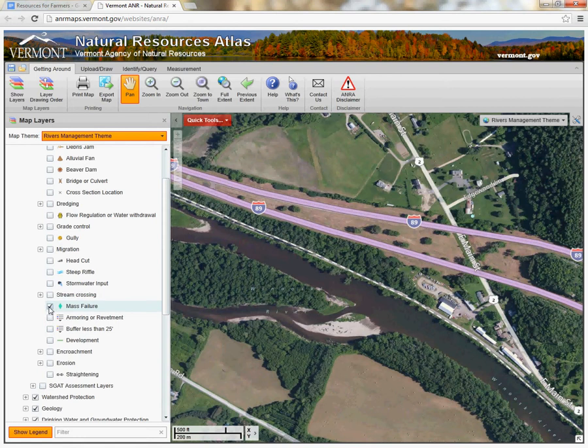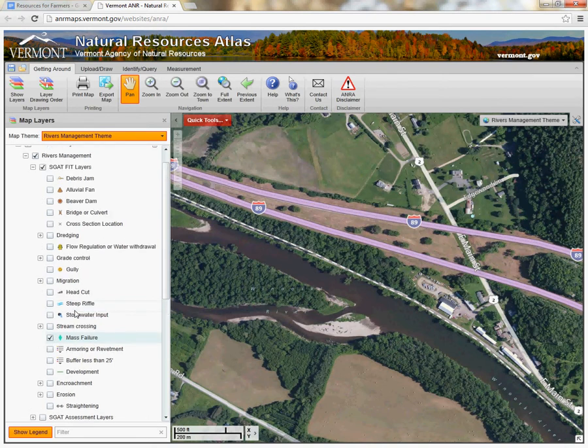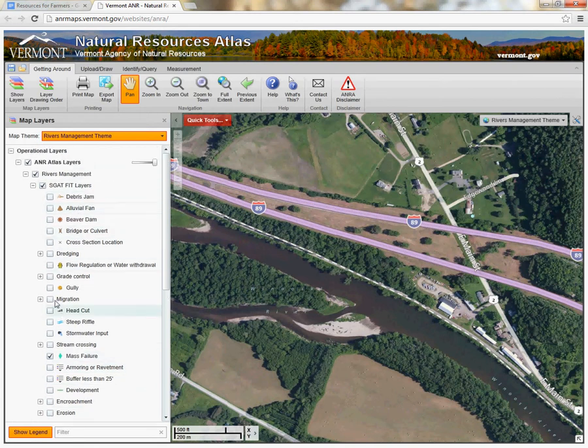And remember to have not only the box checked of the thing you want to see, but also the boxes of the folders above it, because if I turned this off, then I wouldn't see any of the things, even if they are checked. So make sure that your hierarchy is checked all the way up to the top.